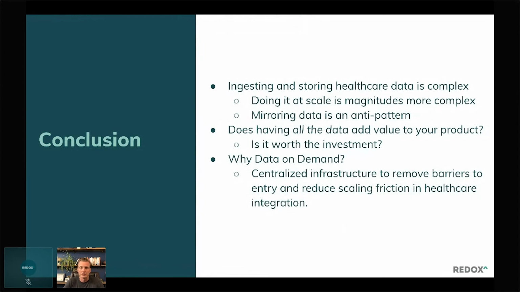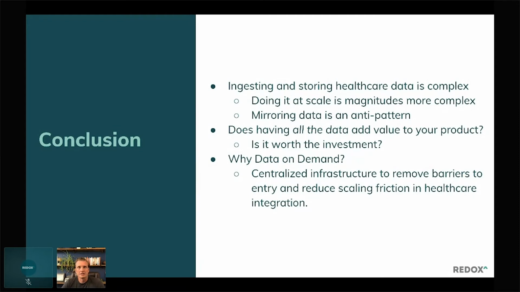It's really hard to keep data in sync. Most of that burden falls to the organizations that are trying to mirror that data, which in this case are the creators and the innovators and the software engineers that are trying to create new software in healthcare. So what does that mean? I think it means that you really need to ask yourself the question when you're integrating: does having all the data add value to your product? Is it worth the investment? I've gone through our journey here of just a few of the things we've dealt with, a bit of the complexity.